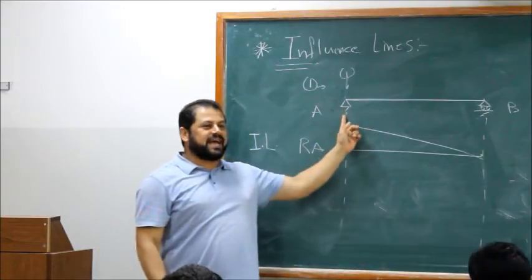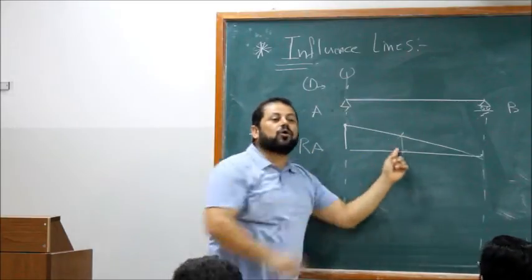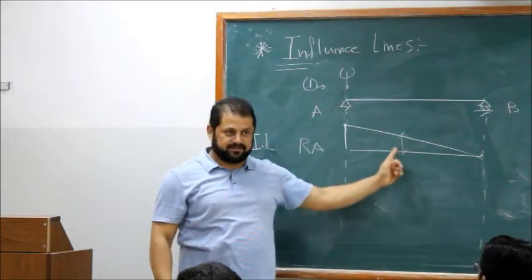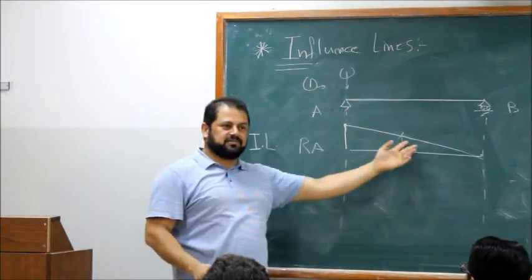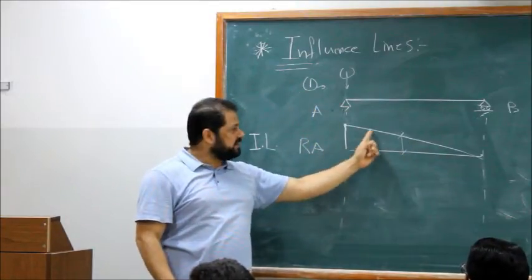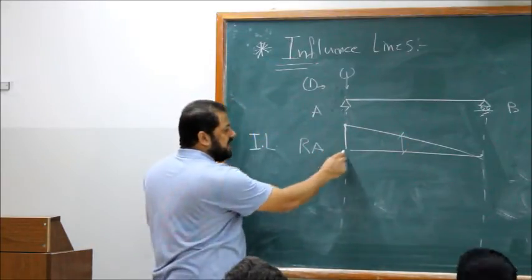So what's happening to the reaction here when the unit load is here? This ordinate, we call it an ordinate. Similar triangles. You do similar triangles, and it's obvious, 1.5. What's happening here? Similar triangles. So how about the reaction at B?